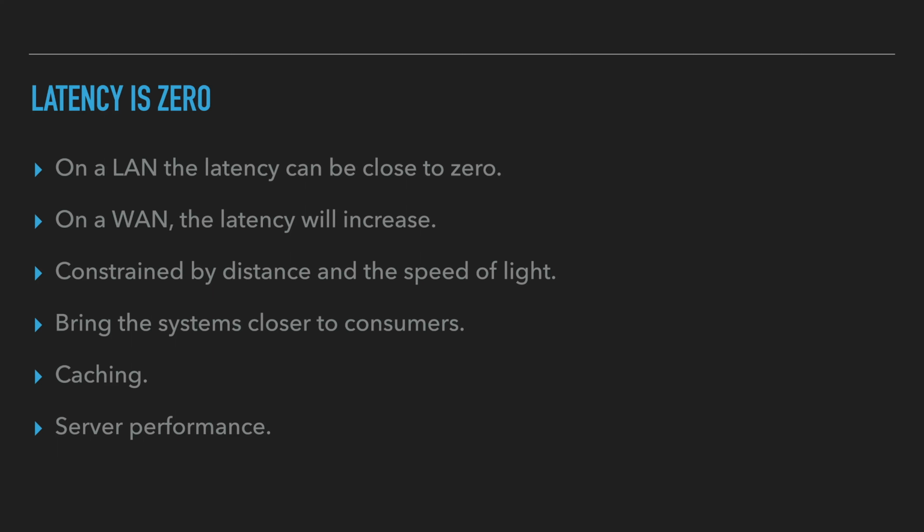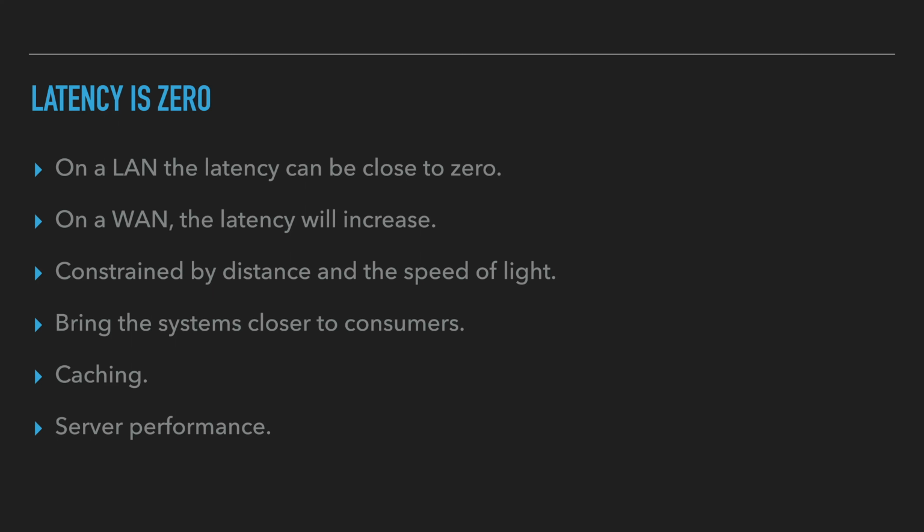Latency is constrained primarily by distance and the speed of light. Even if conditions are perfect elsewhere, network packets won't be able to travel faster than the speed of light. For example, it's about 150 milliseconds for a packet round trip between USA and Europe versus 0.5 milliseconds for a round trip within the same data center.